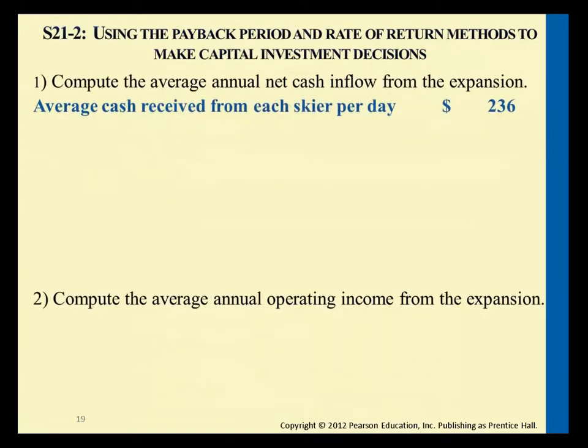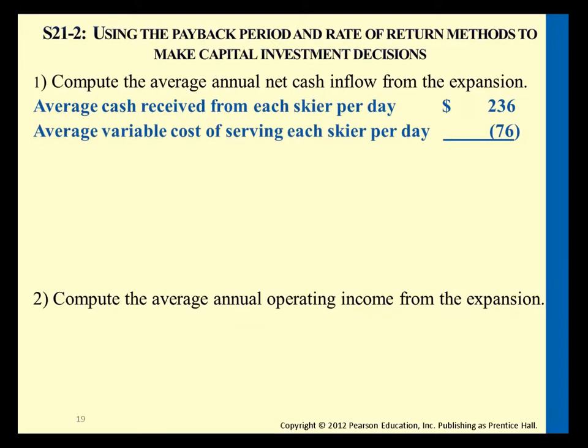Okay, so let me help you here. We know that our average cash received from each skier per day is $236. That's given, right? We also know that there is a variable cost. Each skier, each day costs us $76. So what we just figured out is our average net cash inflow per skier per day. And that's $160. Right? So what did I say we need to do next?